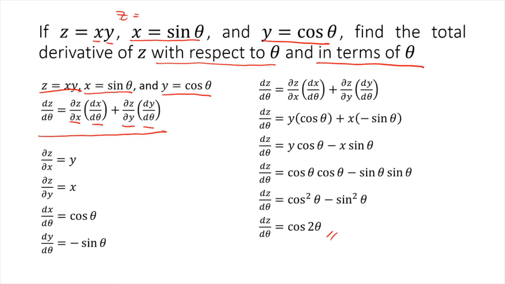All right, so you'll get a total derivative that is with respect to theta and in terms of theta. So if we directly substitute the equivalent expressions for x and y, we have here sine theta, cosine theta. And then take the derivative of z with respect to theta, you'll get cosine 2 theta.